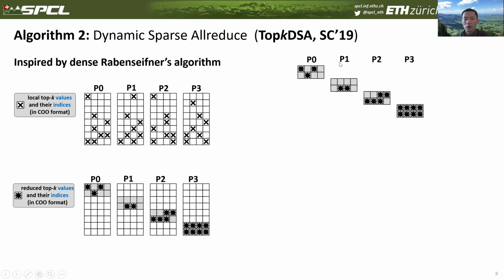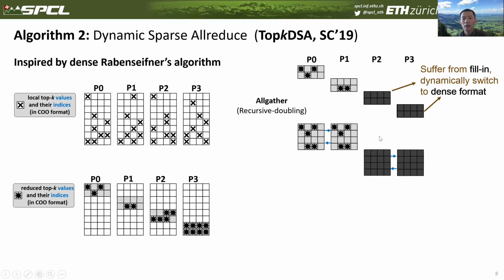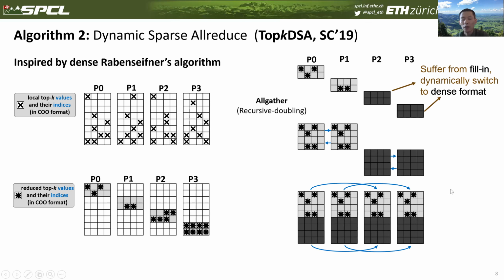We can see the gradient region becomes denser after the reduction phase. This is because the distribution of the local Topk values is different among the workers. So we call this problem the fill-in issue. In this example, we can see for P2 and P3, more than half of the gradient values are non-zero. So this means that there will be no benefit to using the sparse format. Therefore, in TopkDSA, it will dynamically switch back to dense format. And after that, it will conduct all-gather using recursive doubling.